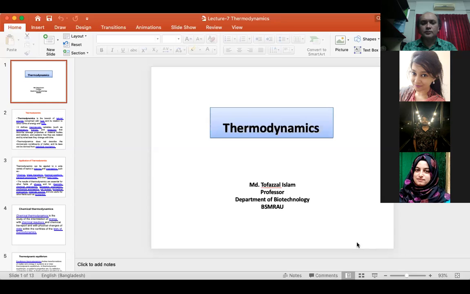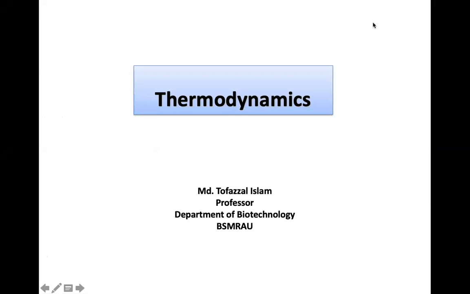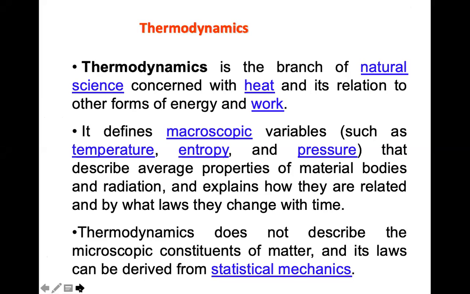Possibly this is a new topic for you, so try to concentrate. Thermodynamics is actually a very important topic in physics and also in any engineering process. Thermodynamics, you can now know the definition.